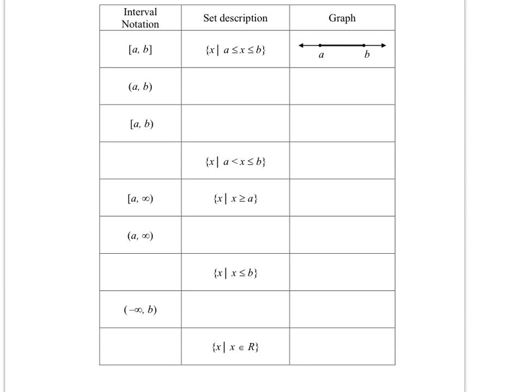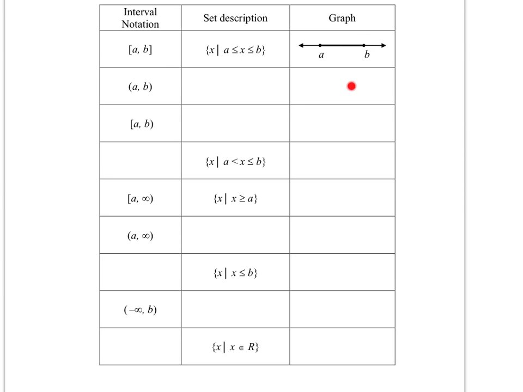Now your next job is to try to fill in this table. There are missing pieces of this table right in here and in here. Anywhere there are gaps, you've got to try and fill it in with, first of all, the set description. And this set description here, incidentally, means the set of all x such that, that's what that straight line means, a is less than or equal to x and x is less than or equal to b. So basically x is between a and b, and can include a and b. And this is the drawing of it over here.